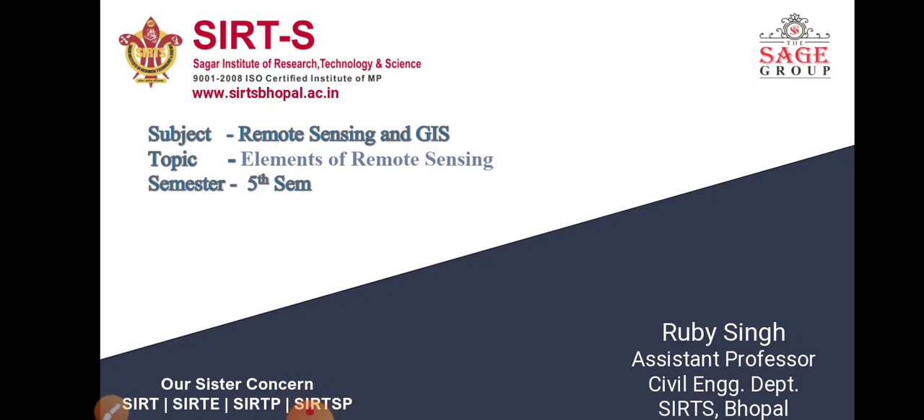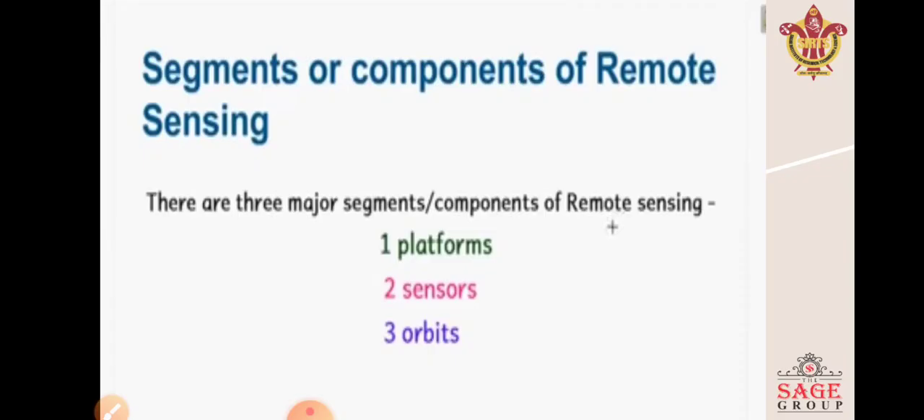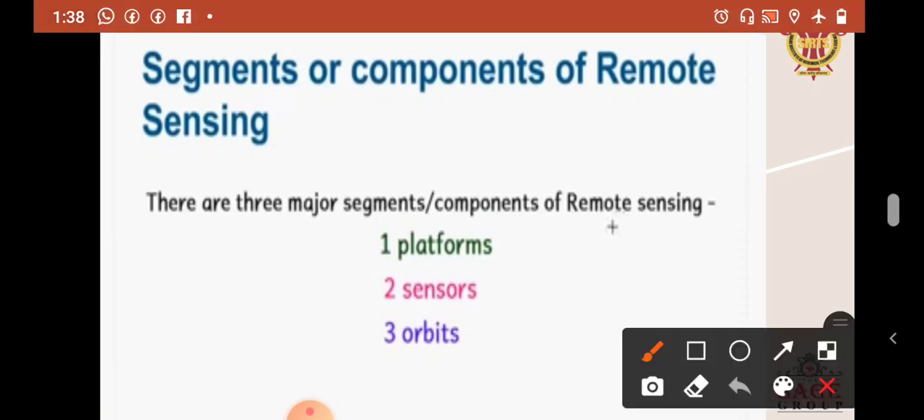We are discussing the elements or components of remote sensing. There are three major segments and components of remote sensing. First is platform, sensors and orbits.